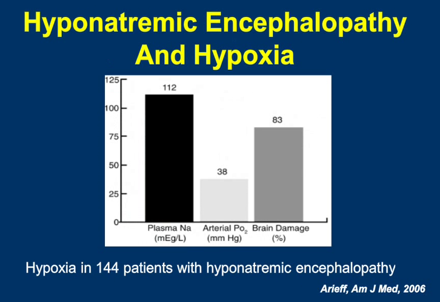The other important issue is that in acute hyponatremia, you can develop hypoxia. This is really critical because a hypoxic brain is less able to cope with the volume injury of being acutely hyponatremic. And this has been shown in many patients with hyponatremia with an average sodium of 112 or so. Their average arterial PO2 was 38, and 83% of them had brain damage. This is from Alan Arieff's long-term series.